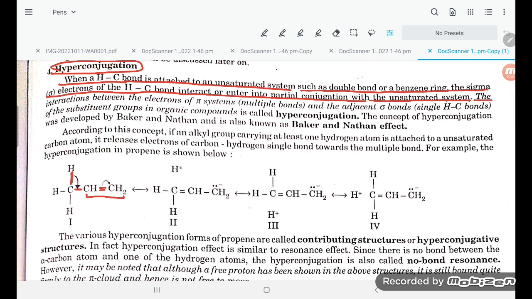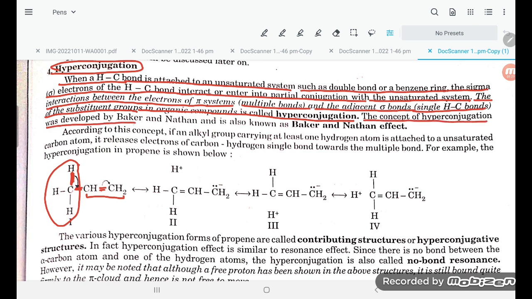Now see, the interaction between the electrons of the pi system, that is the multiple bond, and the adjacent sigma bond, the single C-H bond of the substituent group. This is the substituent group, and this sigma bond interaction in an organic compound is called hyperconjugation. So this electron is in conjugation with the pi system. The concept of hyperconjugation was developed by Baker and Nathan, so this effect is known as the Baker-Nathan effect.